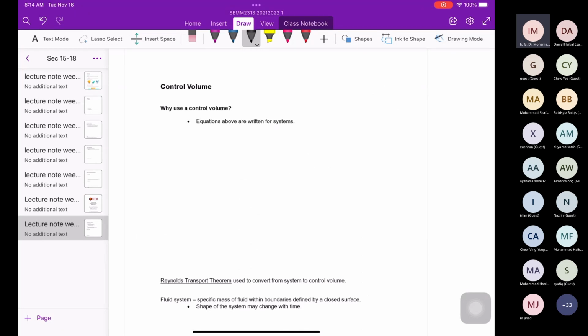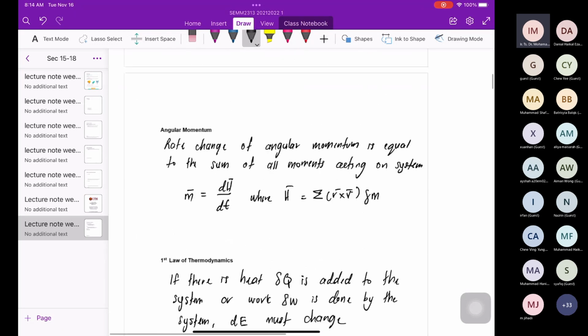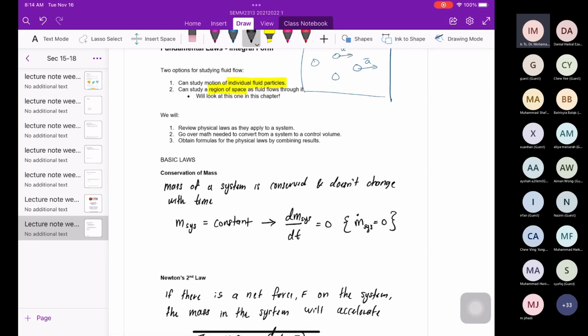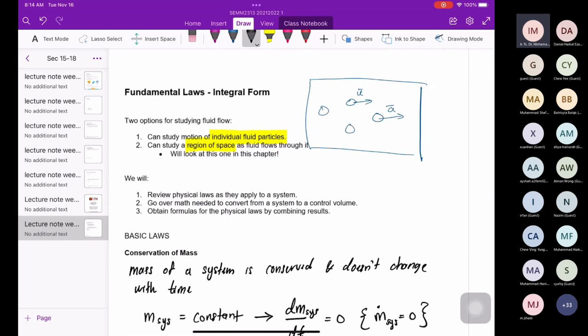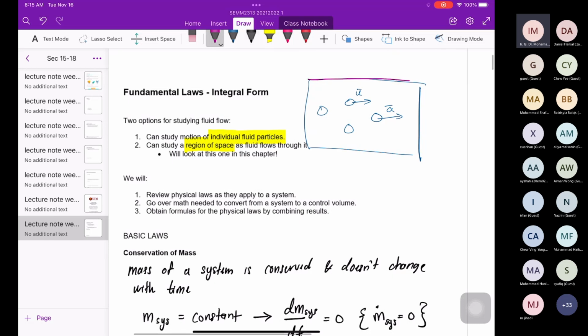So in fluid mechanics, as I mentioned before, we need to investigate the individual fluid particle as well as the region of space. Alright. So in order to investigate the individual fluid particle and the space as the fluid flows, we need to consider the control volume, right? So let's say this is the system. So I want to investigate a certain region. So I put this way. This now becomes my control volume 1.